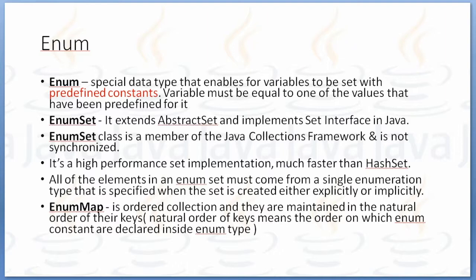Alright, it's a high performance set implementation, much faster than hash set. All the elements in the enum set must come from a single enumeration type that is specified when the set is created, either explicitly or implicitly. Enum map is an ordered collection, and they are maintained in natural order of their keys. Natural order of keys means the order in which enum constants are declared inside the enum type. So they're just predefined constants. Kind of can help you remember.